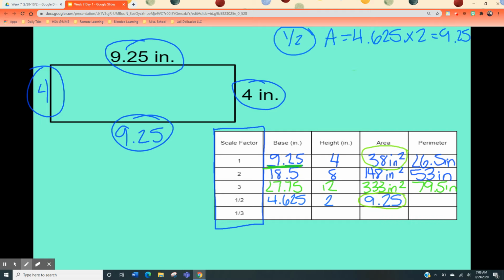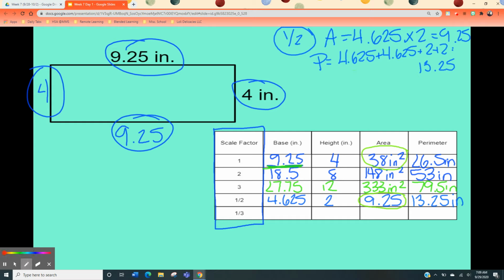So let's look at our perimeter. Perimeter is 4.625 plus 4.625 plus 2 plus 2. And that gives me 13.25. So my new perimeter is also smaller than the original. Now let's try one more.